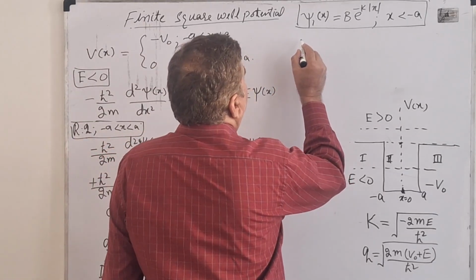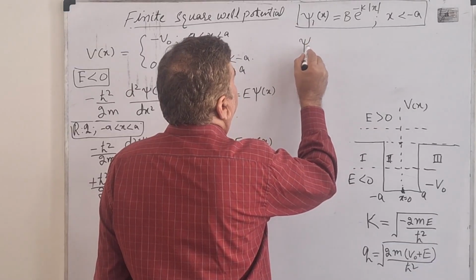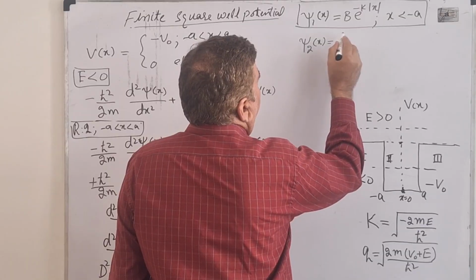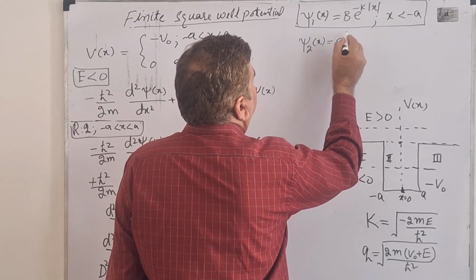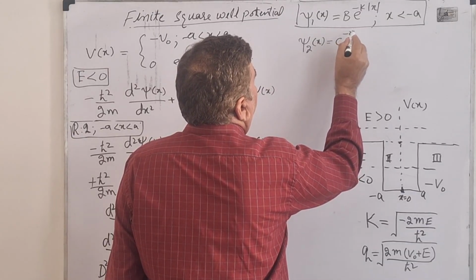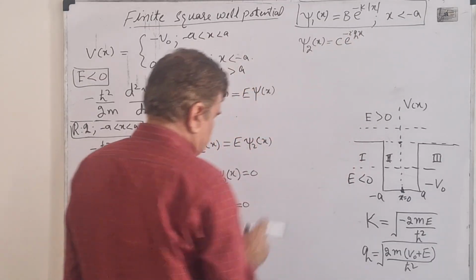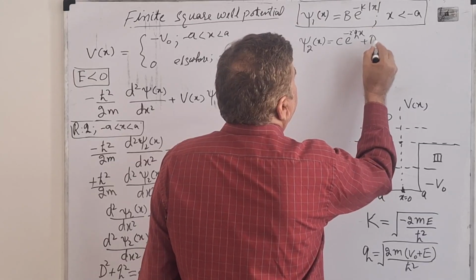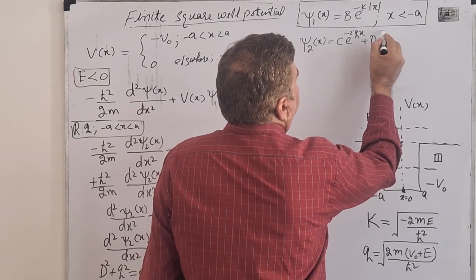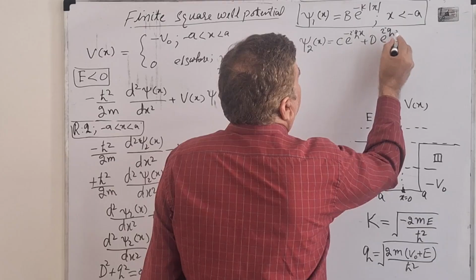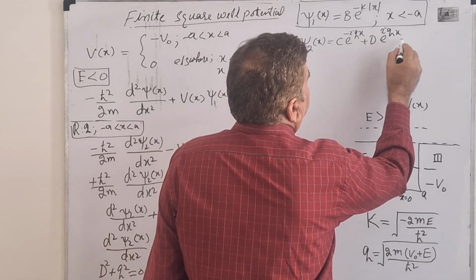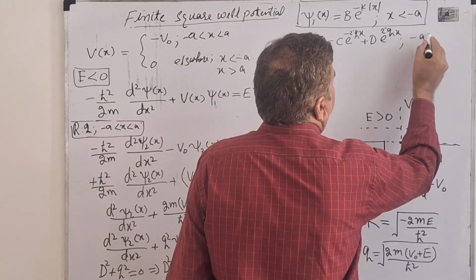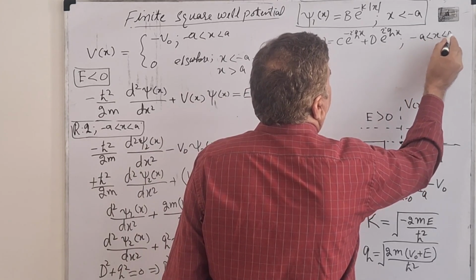We have an iota over here, and again there could be two solutions, and I want to write those solutions here. So the solution in region 2, which I write as psi 2 of x, is in fact given by c times exponent minus iota qx for the minus value, and then plus d exponent plus iota qx, and this is obviously for this region. So let me write the region as well, minus a lesser than x lesser than a.